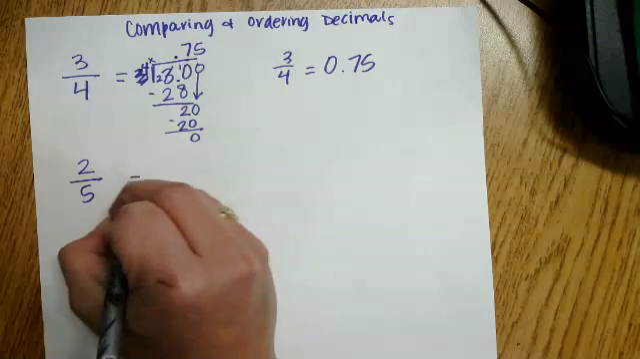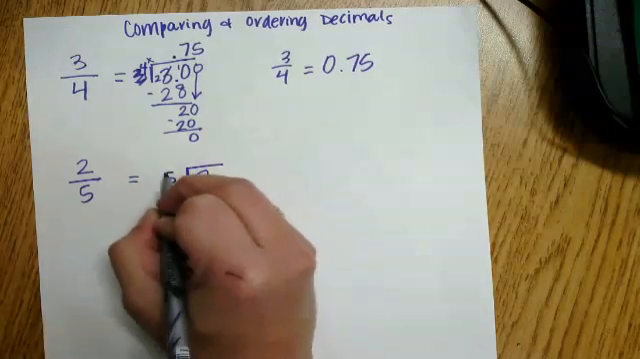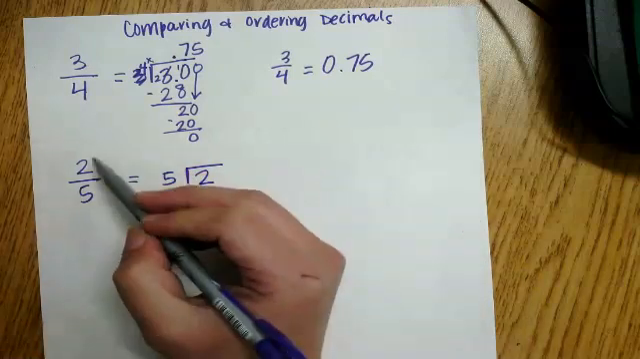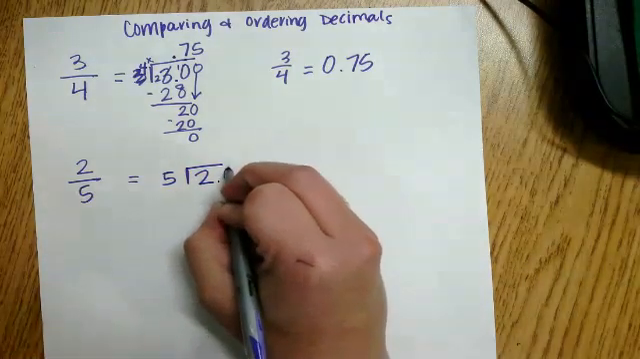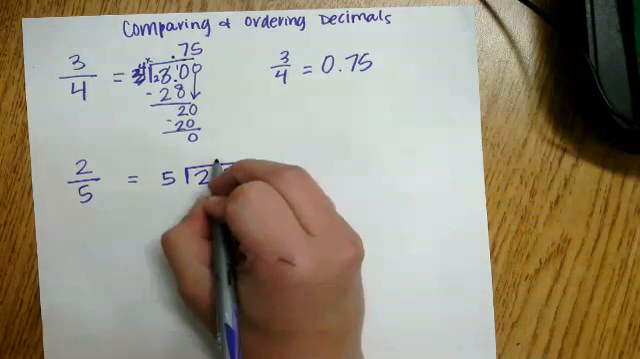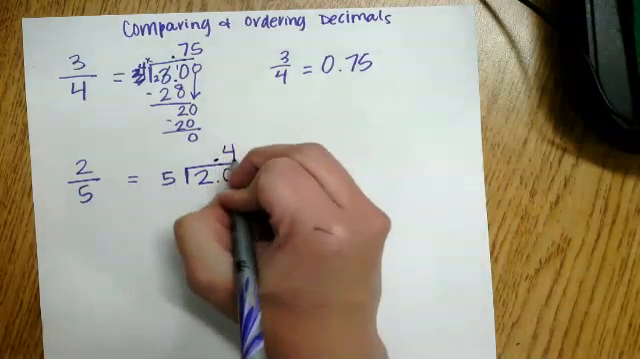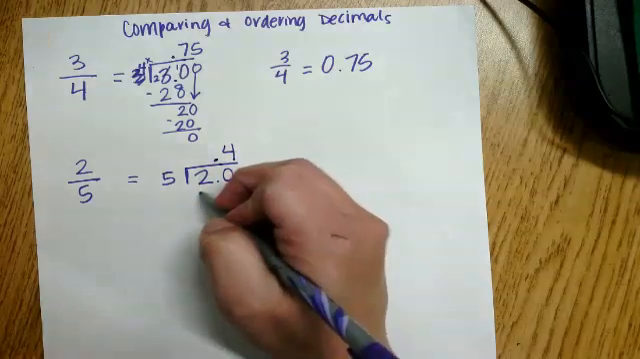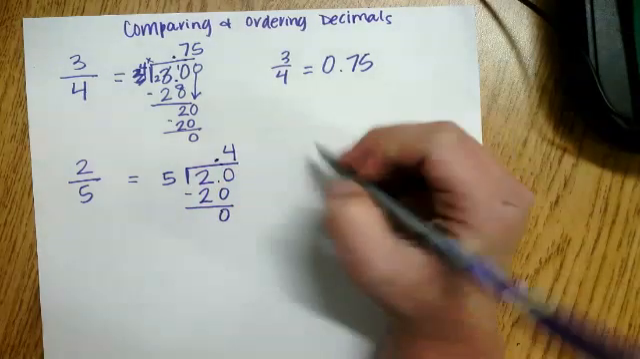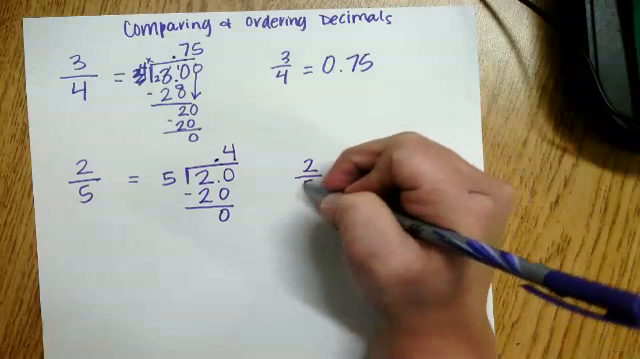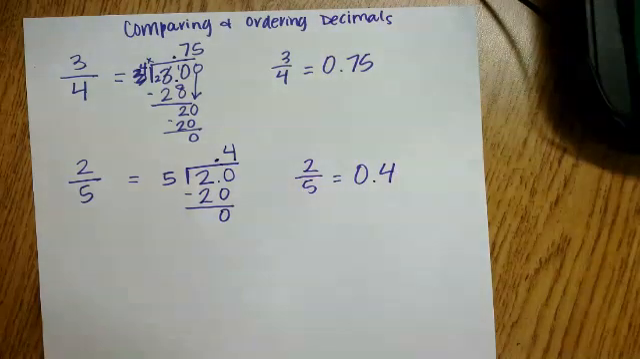Okay, as I said, you should have done 2 divided by 5. Again, this is a fraction less than a whole, so I'm going to have to add a decimal and a 0. Bring out my decimal here. 5 goes into 20 4 times. 4 times 5 is 20. Subtract, I'm left with 0. So that tells me that 2/5 is equivalent to 4/10.